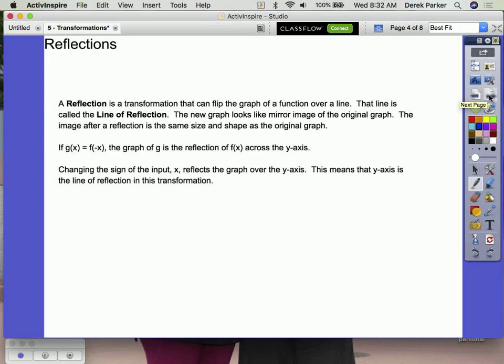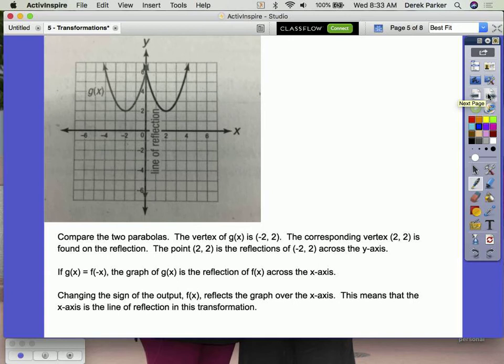Reflection. Now, I'm not going to read all this, but what I want you to remember is this. When you reflect a shape, when we did that in 8th grade, it is a mirror image. So reflection with functions is going to be a mirror image of the parent function. As you can tell, there's an example. G of x is a reflection of the other function.